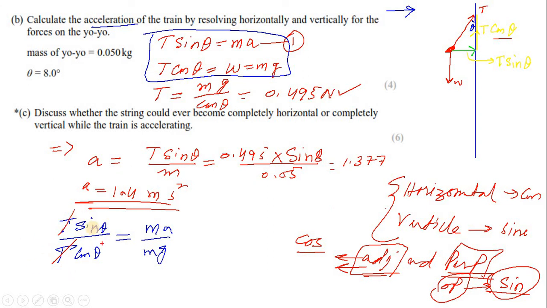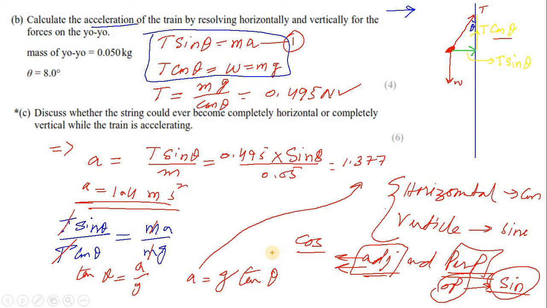So T is gone, sine theta upon cos theta is tangent theta, and on the right-hand side m is gone, so a upon g. Then a is equal to g tangent theta. You just use the value of g, and theta is equal to 8 degrees, and you will have the same answer as before, 1.377 or 1.4. So 1.4 is the rounded-off value.